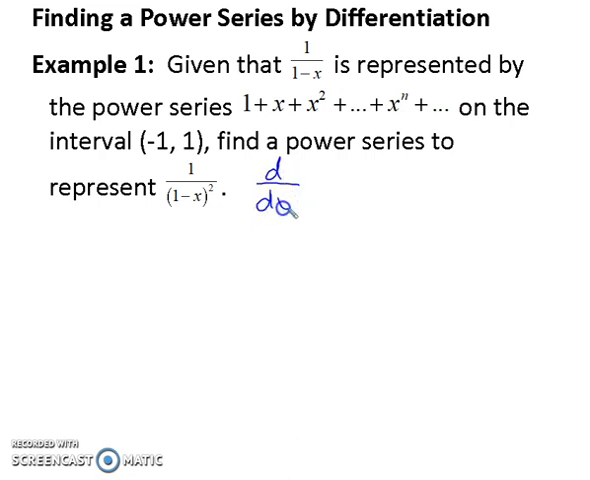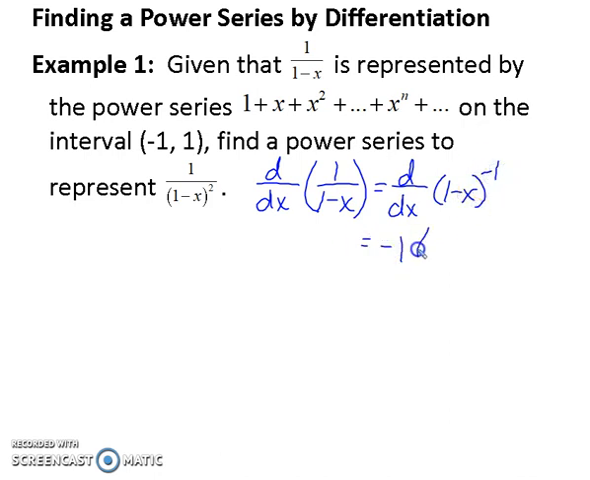And given the fact that we're talking about derivatives, I'm thinking that maybe the derivative of 1 over 1 minus x might help here. So if we do the derivative of that, that's like doing the derivative of 1 minus x to the -1. So that would become -1 times 1 minus x to the -2 times the derivative of the inside. So we would actually end up with 1 over 1 minus x quantity squared. So how is that helpful?